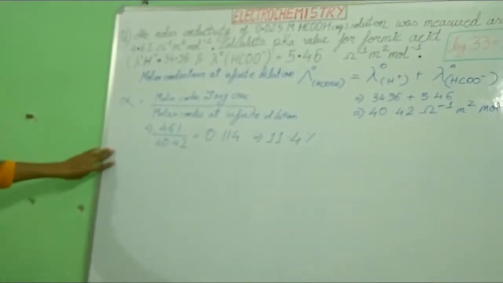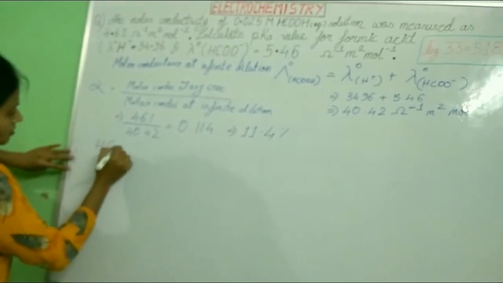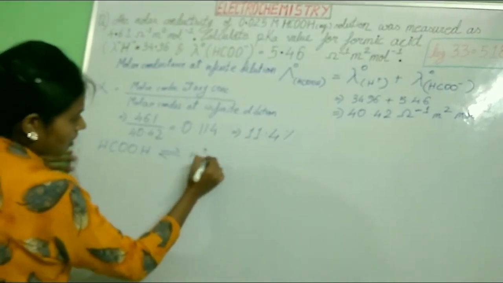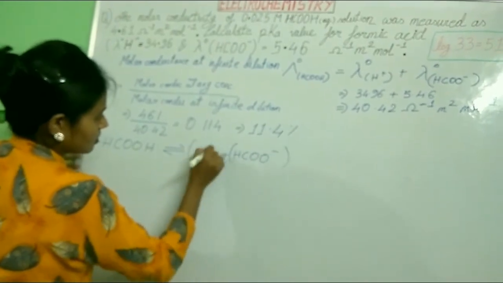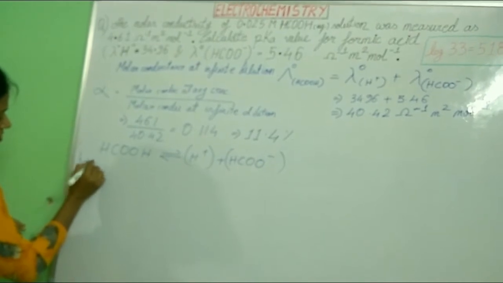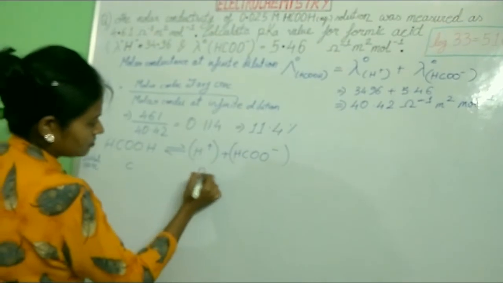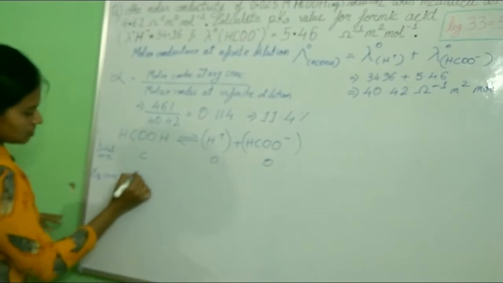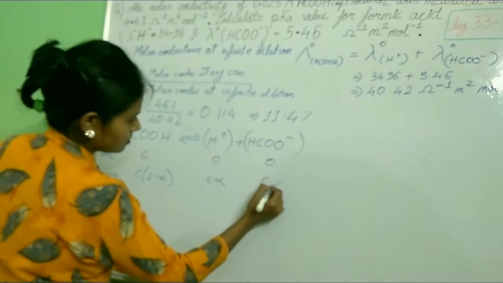And now, how does formic acid dissociate? It will dissociate as H plus and HCOO minus, right? So at initial, what would be the initial concentration? Let it be C, and this will be 0 and this will be 0. At equilibrium, what will be the concentration? C into 1 minus alpha, and this will be C alpha and C alpha.